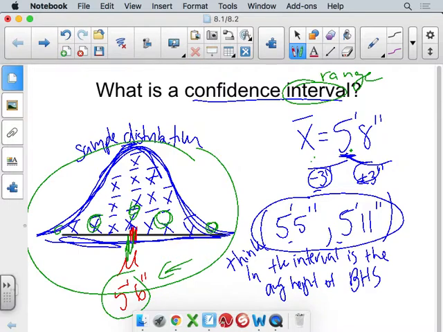Then I plus or minus to get an interval. What we're going to look into first is how I'm going to put a certain amount of confidence on this range that I'm getting. So let's look at this applet here.